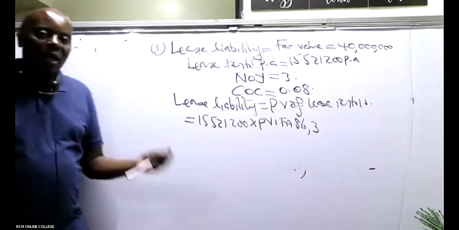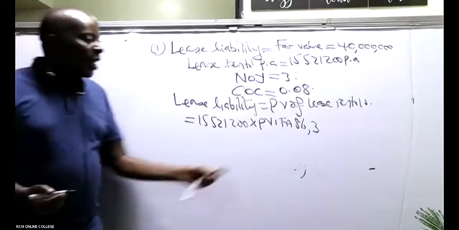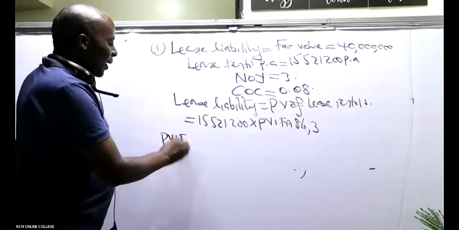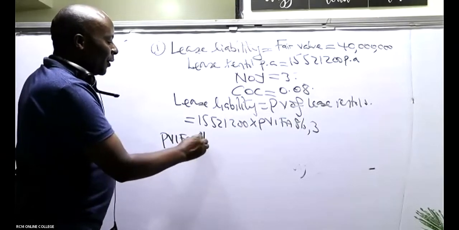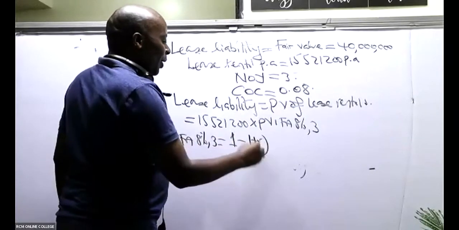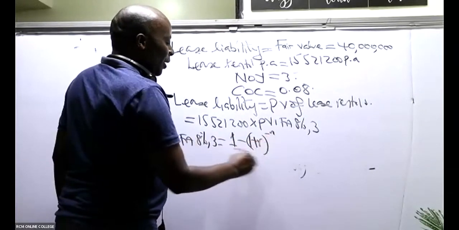So then my work is very easy. I need to come and get this PV for 8% for 3 years. So I know the formula is 1 minus 1 plus R raised to negative n, divided by R.